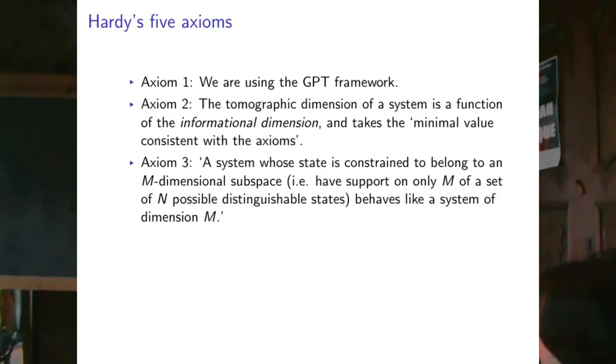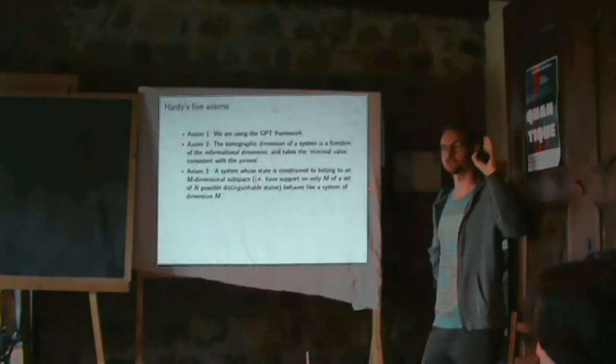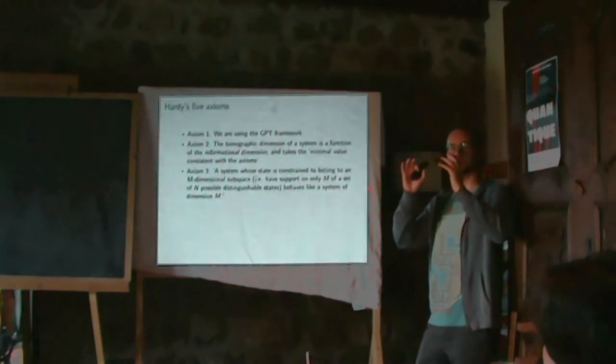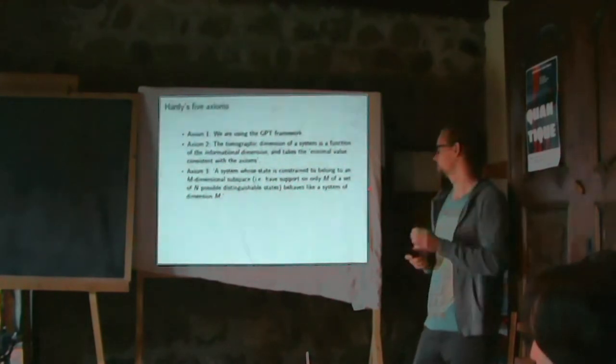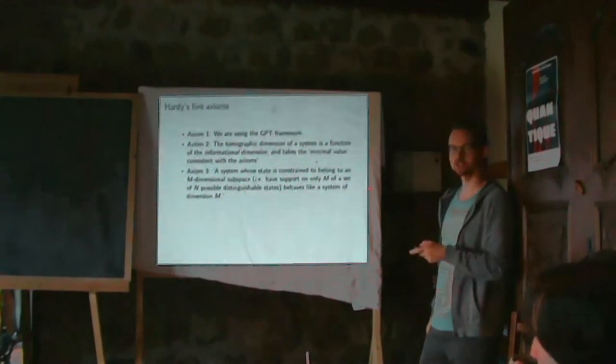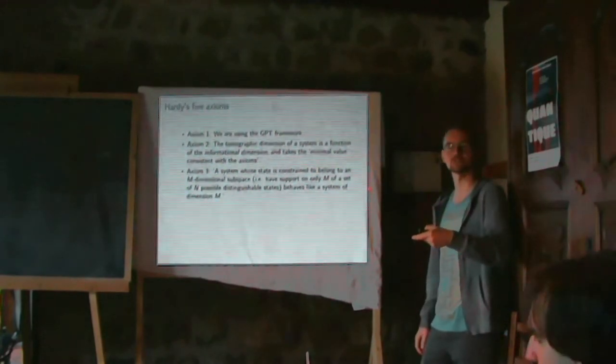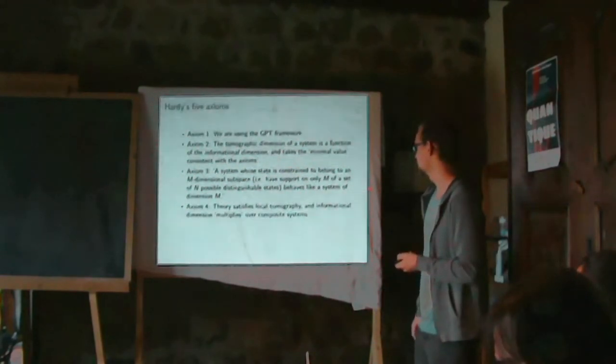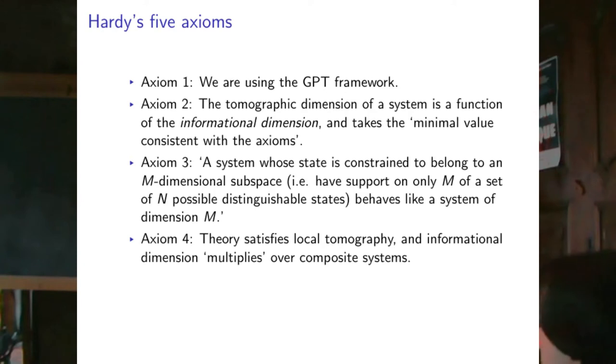Okay, axiom 3 is, I'm not going to read it, but it basically says that if I have a state that's restricted to a subsystem, then this thing acts like a lower dimensional system. I'm not going to say much about it for this reconstruction, because the next reconstruction has a more natural way to phrase this, and it's basically an improved version of this axiom. And axiom 4 basically says that the theory satisfies local tomography, and there's also a local tomography for informational dimension, so the informational dimension multiplies as well over a composite system. We're going to explain that a little bit later.